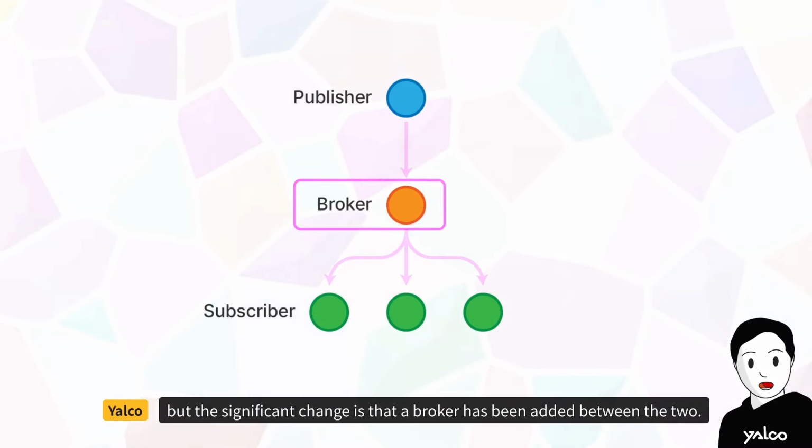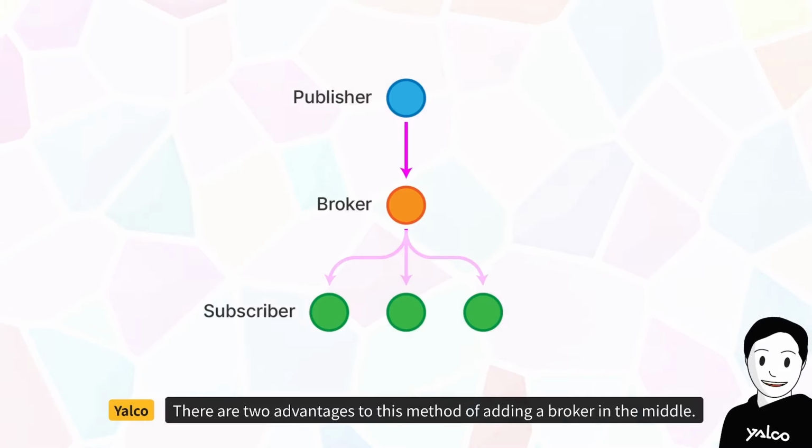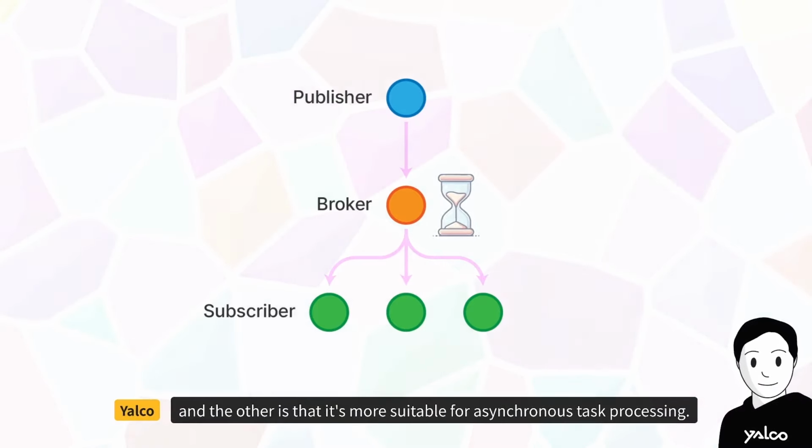But the significant change is that a broker has been added between the two. The publisher sends a message to the broker, and then the broker delivers it to the subscribers. There are two advantages to this method of adding a broker in the middle. One is that it completely separates the publisher from the subscribers, reducing their dependencies on each other, and the other is that it's more suitable for asynchronous task processing.